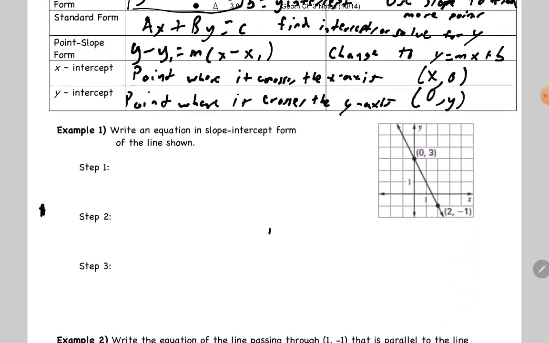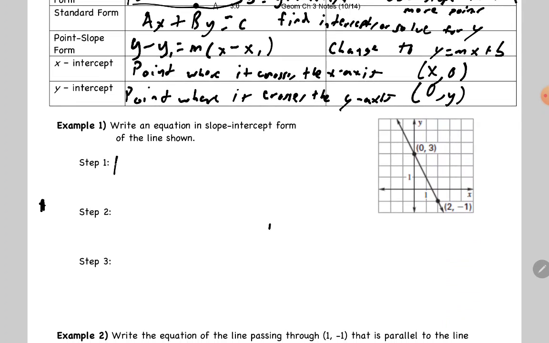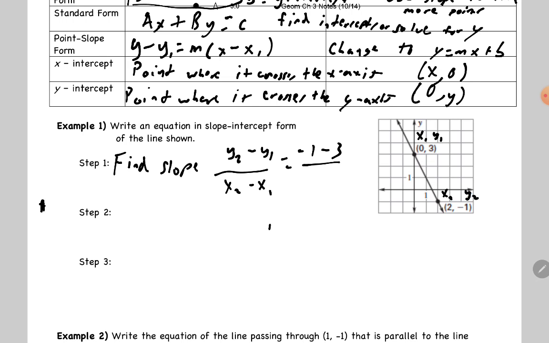So write an equation in slope-intercept form of the line shown. So first thing we need to do is find slope. And remember, that is rise over run, the difference of your y's over the difference of your x's. So if I call this one x1, y1, and x2, y2, I'll get negative 1 minus 3 over 2 minus 0, which is negative 4 over 2, which is negative 2.